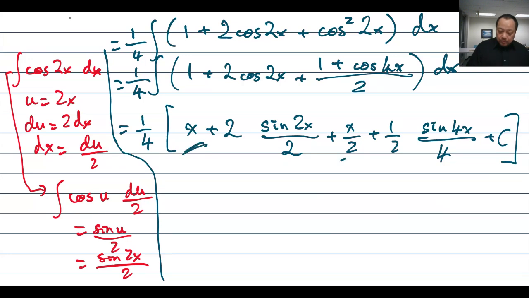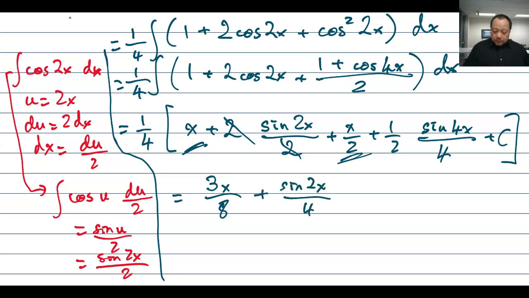Combine like terms. Cancel these two. Combined like terms, x plus x over 2 is 3x over 2. And multiply by the 1/4 on the outside is 3x over 8. Plus sine 2x and times the 1/4 from the outside. Plus 1/2 times 1/4 is 1/8. And then times the 4 on the outside is 1/32. Right, so 4, 2, and 4 multiplied together is 32. And sine 4x on top plus c.